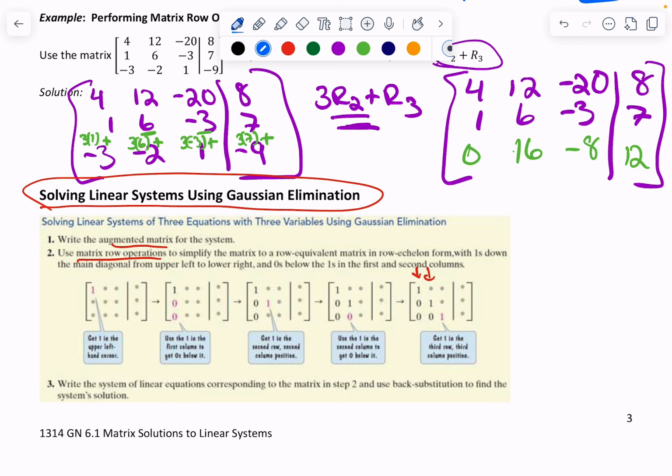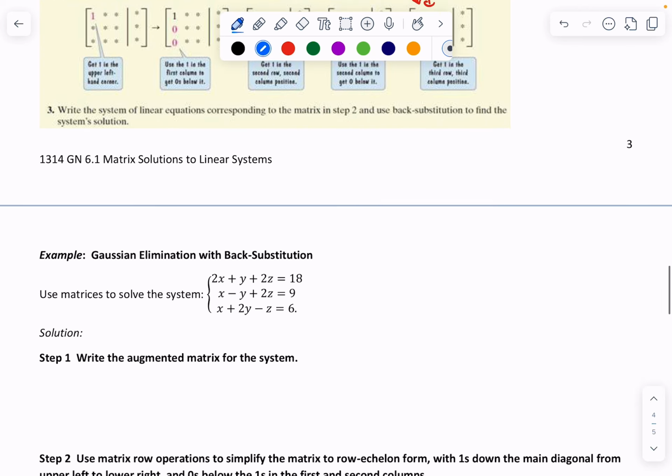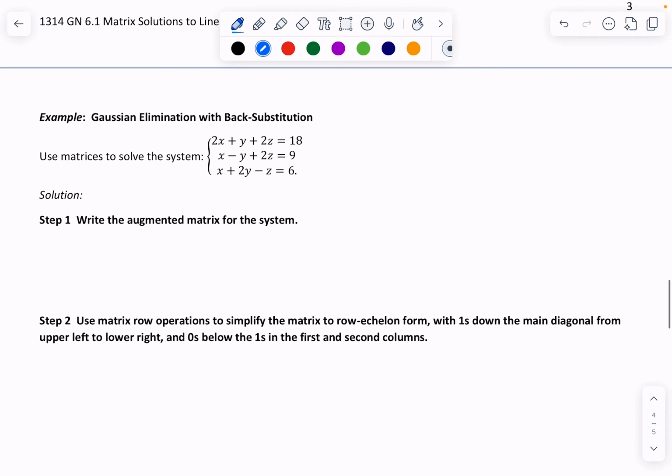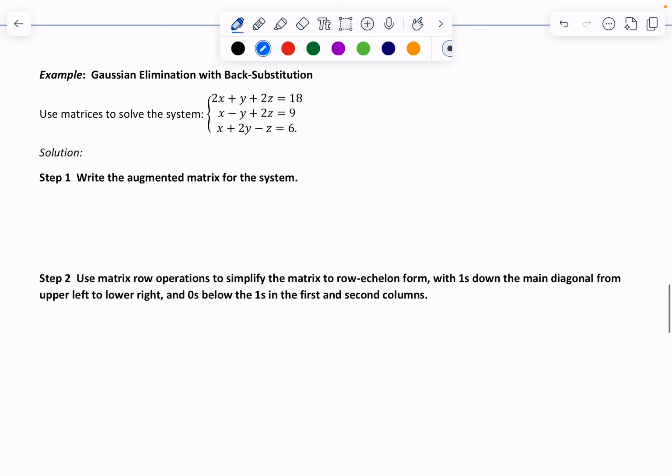Okay, so we are going to be using this. The very first step is to write the augmented matrix. So 2, 1, 2, 18. 1, -1, 2, 9. 1, 2, -1, and 6.